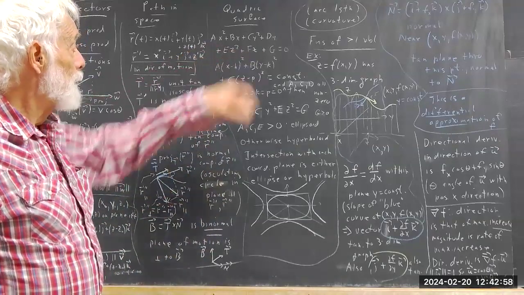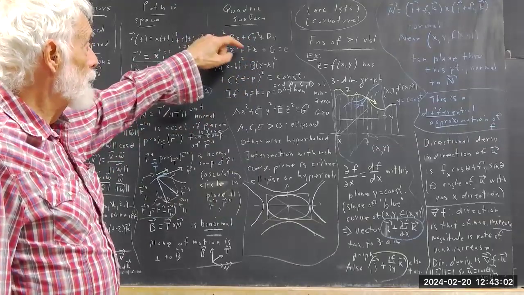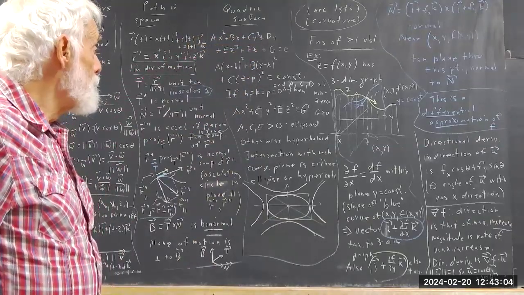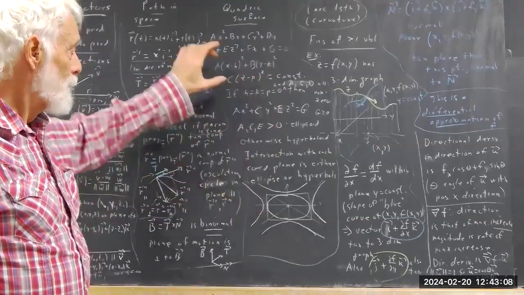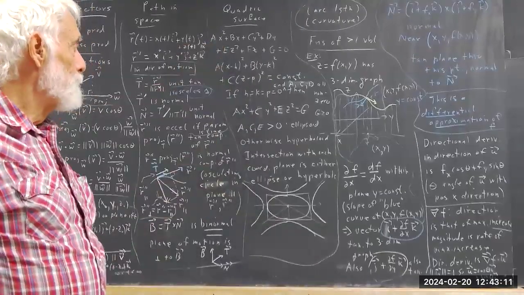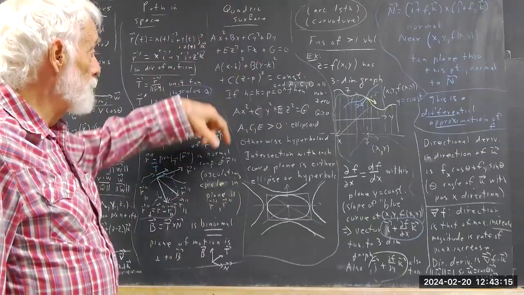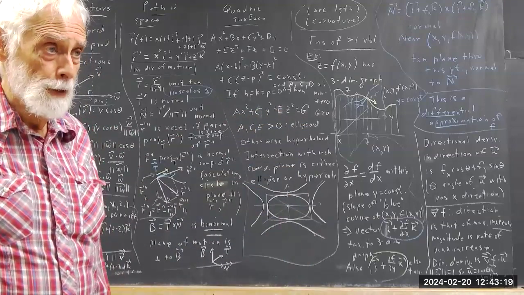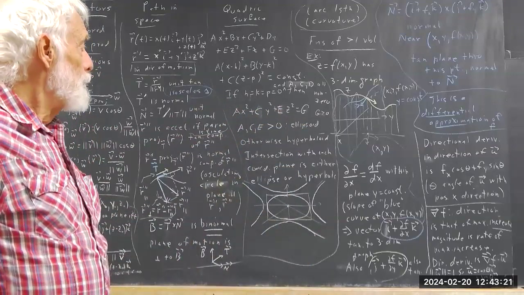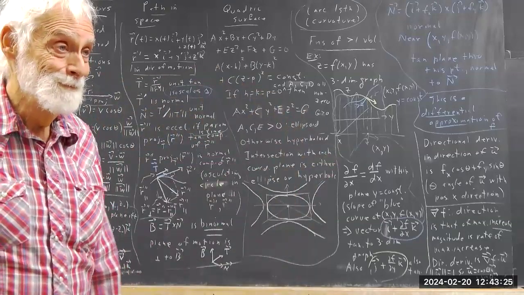Okay, we got quadric surfaces. In general, it's this with x squared, y squared, and z squared terms, as well as x, y, and z terms. And then we can complete the square and get this form. If h, k, and p are all 0, then you have this form, which is the one we've pretty much looked at.